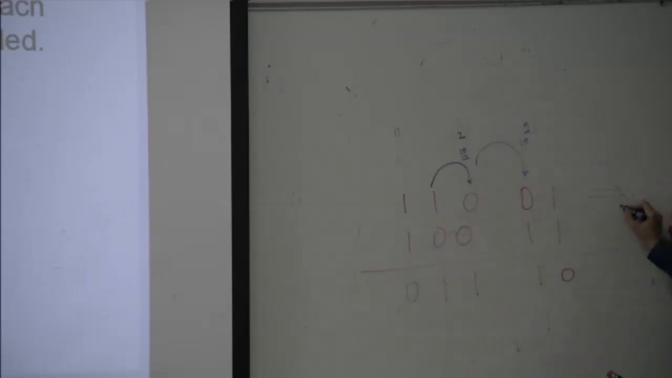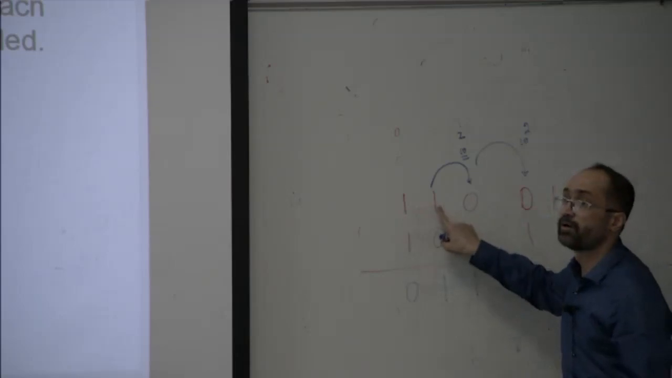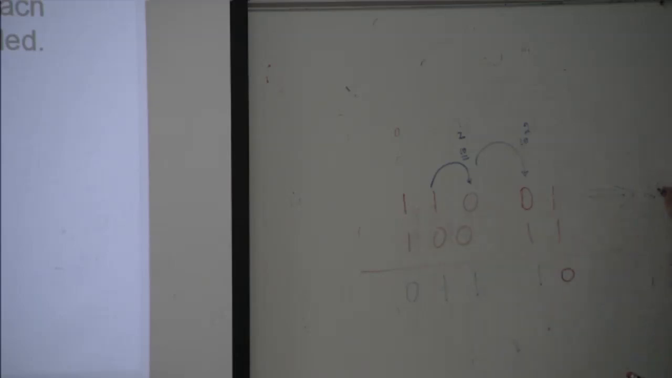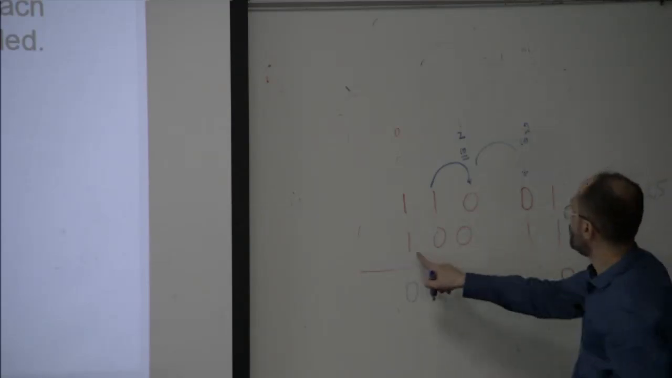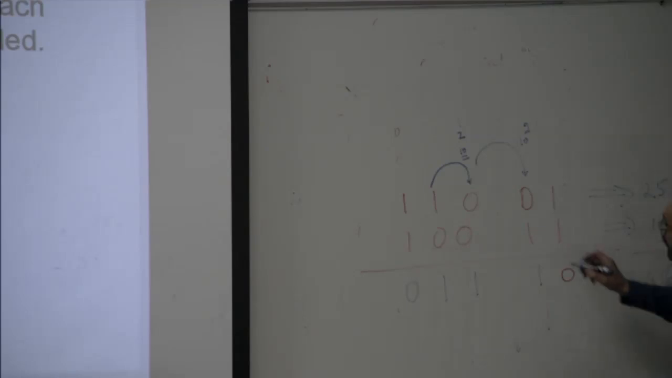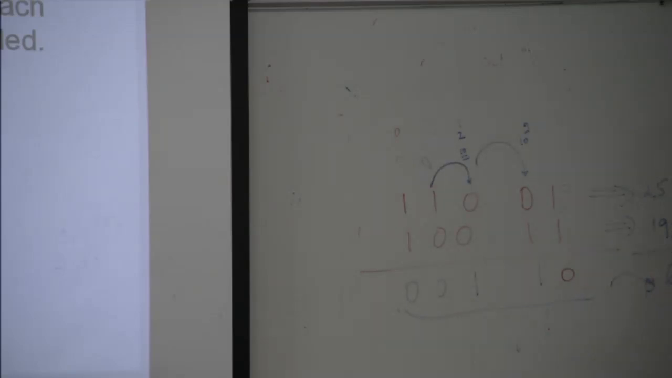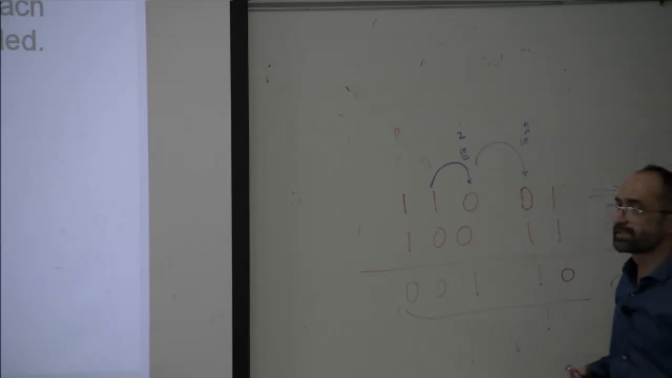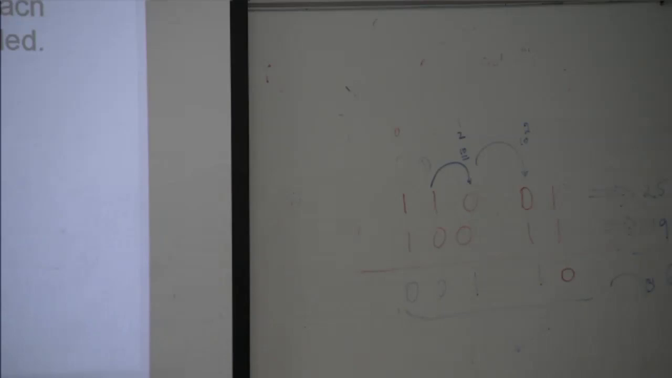Now if you look at the binary for this: 2, 4, 8, 16. 16 plus 8 is 24, plus 1 is 25. Now we are subtracting. 16 plus 3 is 19. What is the result? 6. It becomes 0, and it's equivalent to 6. Got it? So in the same way you do the subtraction in decimal format, you do the subtraction in binary format.